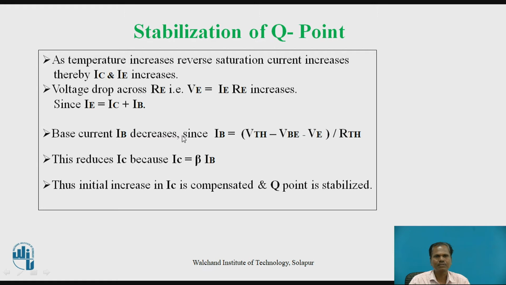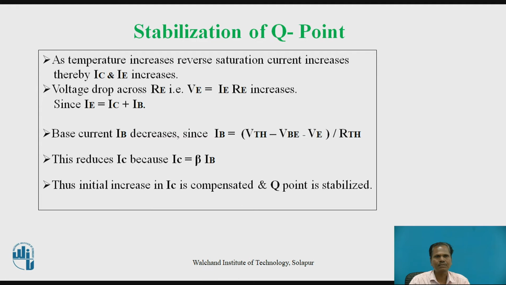So let us go for the stabilization of Q point. This voltage divider biasing circuit, which is most commonly used in a common emitter amplifier, is able to stabilize the DC operating point or quiescent point of a transistor while working as an amplifier. Now let us discuss the stabilization of Q point with respect to this voltage divider biasing circuit with emitter bias.